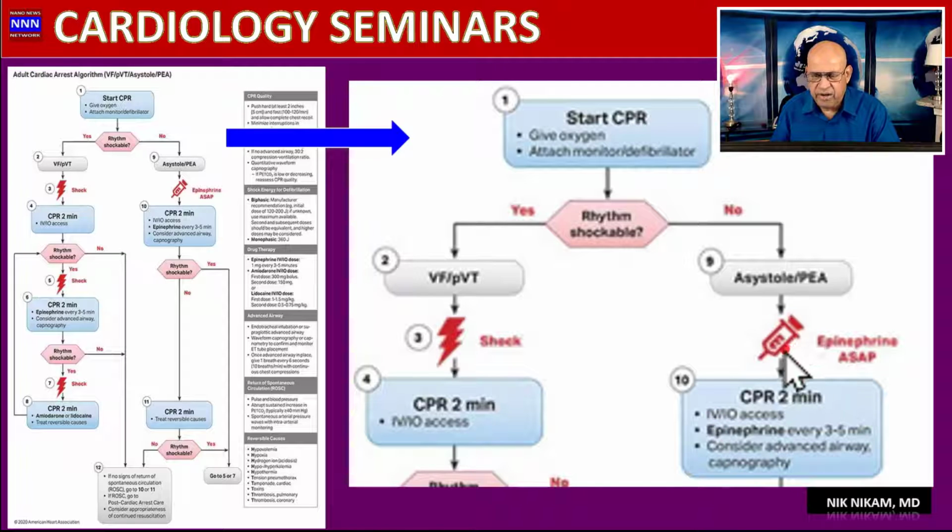After we have done the first step intervention, which is epinephrine in a rhythm which is asystole or pulseless electrical activity, and shock if it is VT or VFib. So that completes this first part of the chart. Now let's go to the next part here.